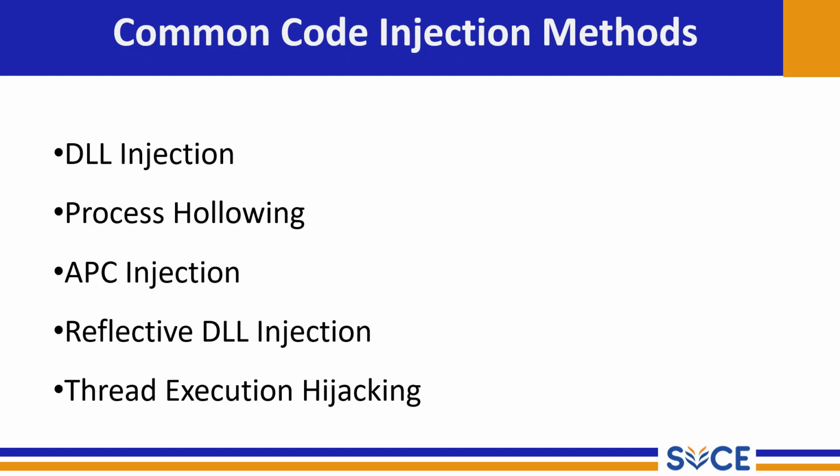And these are the common code injection methods. The first one, DLL injection; second one, process hollowing; third one, APC injection; fourth one, reflective DLL injection; and the last one, thread execution hijacking. So what is meant by DLL injection? How it works: forcing processes to load a malicious DLL. And how to detect: looking for unexpected DLLs in process memory or in Process Explorer. Also, monitor CreateRemoteThread and LoadLibrary calls by using Process Monitor.